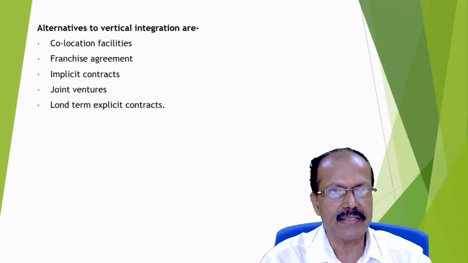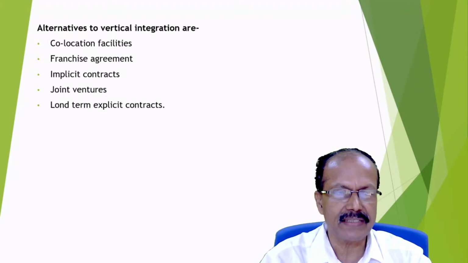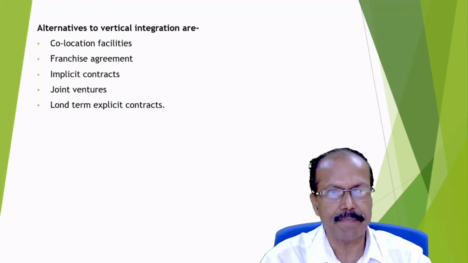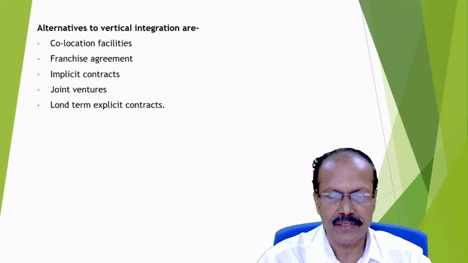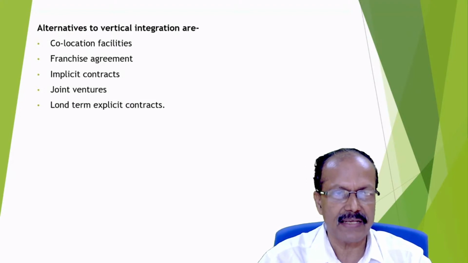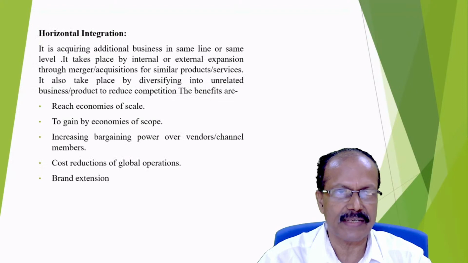With respect to the alternatives to vertical integration, the alternate approaches are co-location facilities, franchise agreements, implicit contracts, joint ventures, as well as long-term explicit contracts.